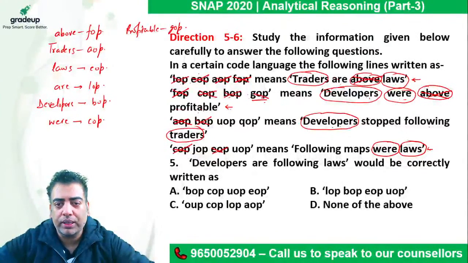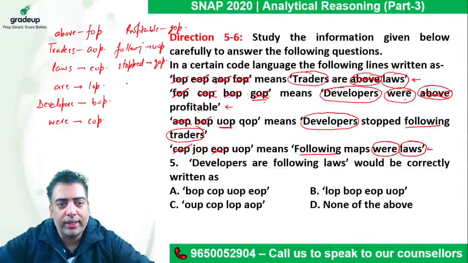Right, so GOP also goes out. So these two statements are taken care of completely. Stopped following. So following is common between these two, and the only code common is UOP. So the code for following is UOP. So only stopped is left in the third statement, which is QOP. Only maps is left in the last statement, which means JOP.